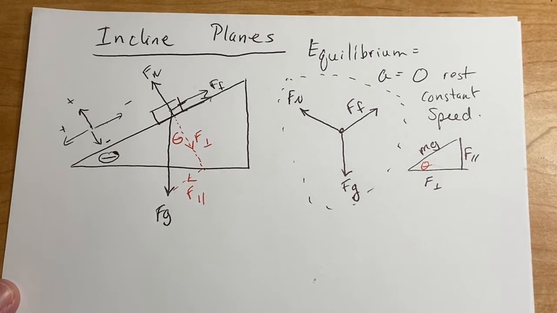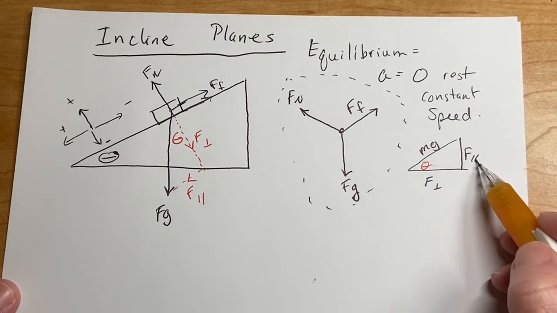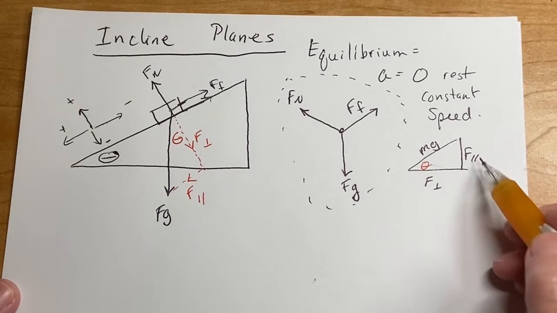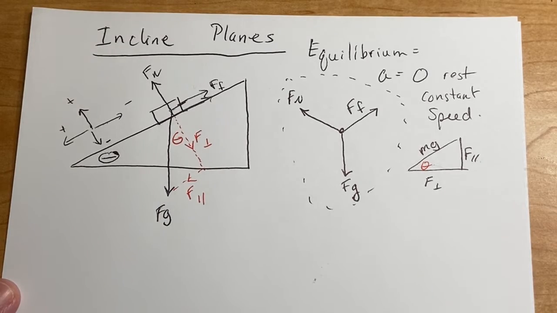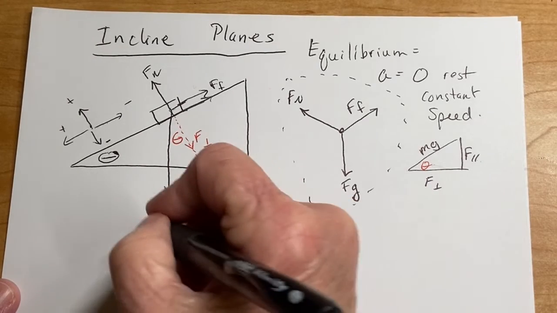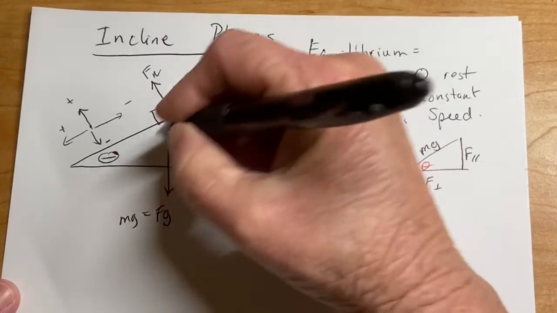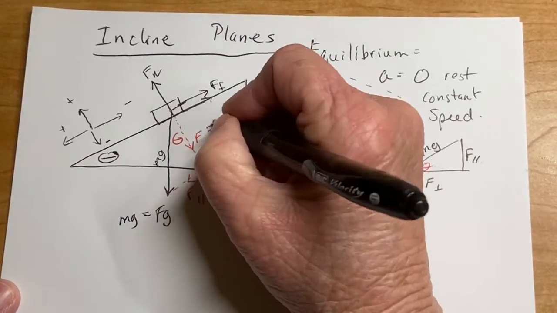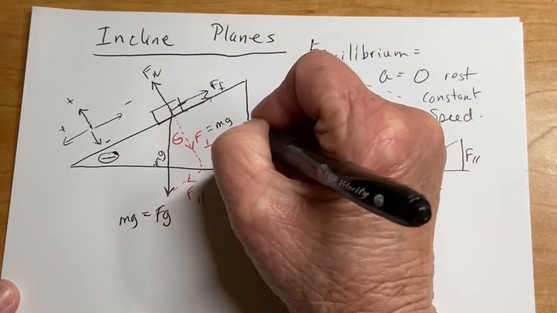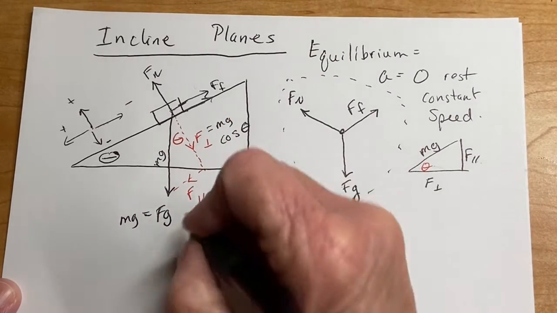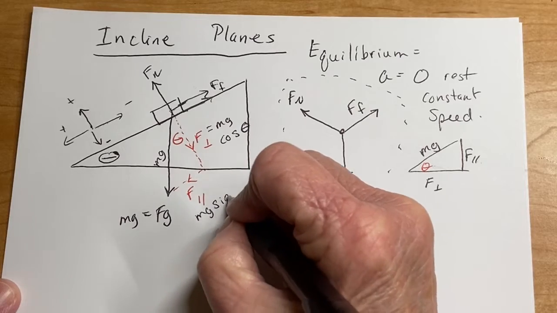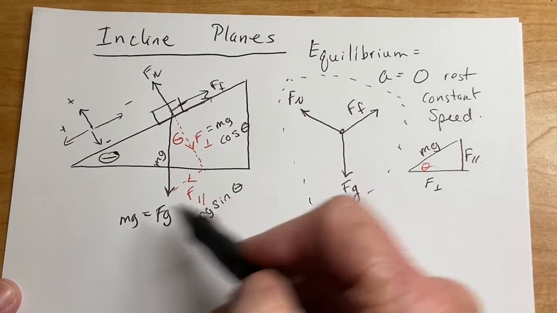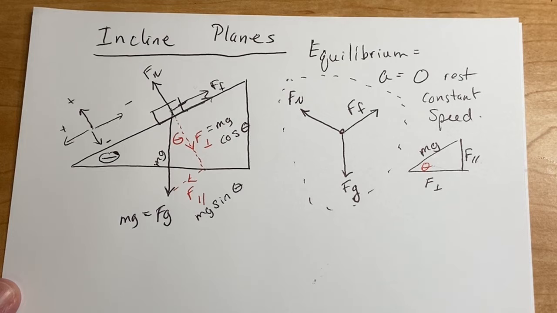So if I use my sines and cosines, this is opposite. The sine of theta times mg would be this side and the cosine would be here. So FG equals mg, or you can think of the side as equaling mg. F perpendicular is going to be mg cosine theta, and F parallel will be mg sine theta. So we're going to use that same configuration. I won't rederive it for all of them.